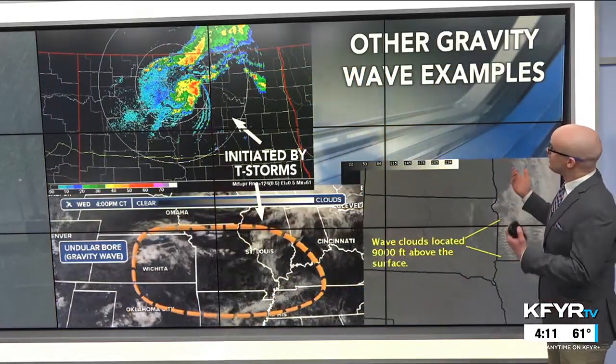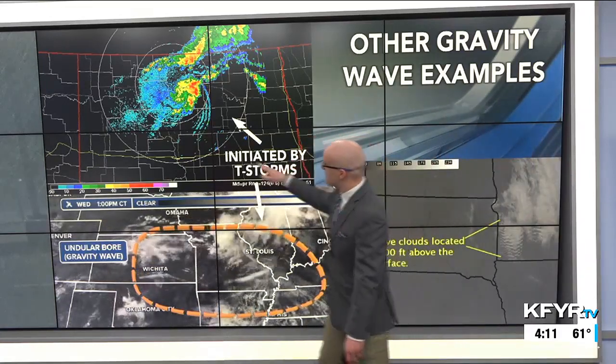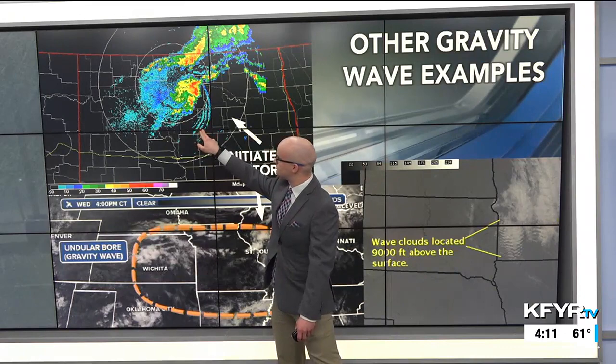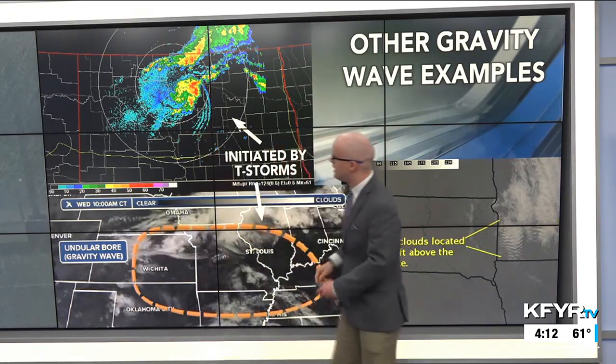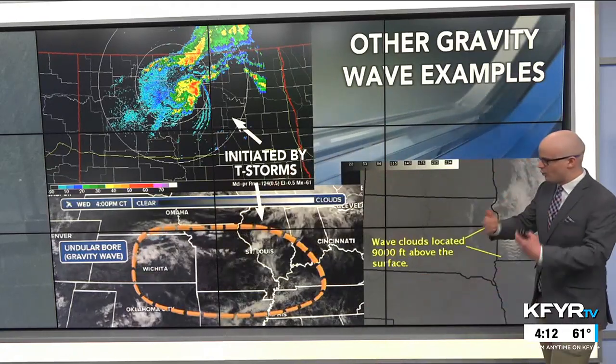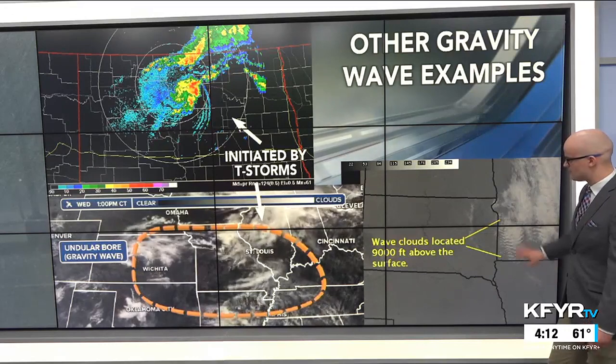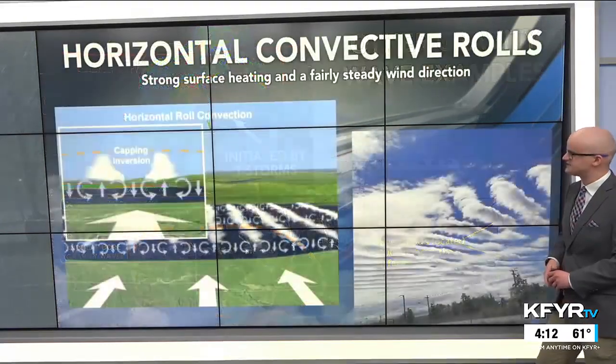So other gravity wave examples, this was from the Minot radar a number of years ago, initiated by thunderstorms. The outflow created some clouds, and you can actually see them on radar there. Similar example here on satellite, outward from a thunderstorm complex, and another example near Minnesota with some of those wave clouds on satellite imagery.